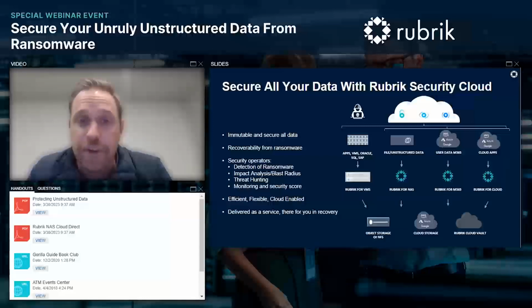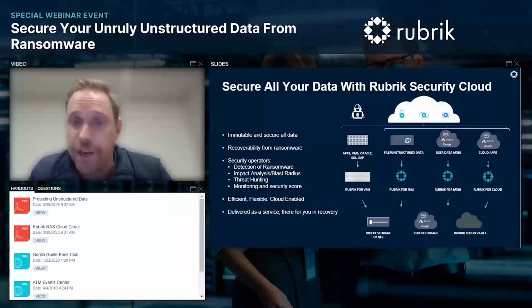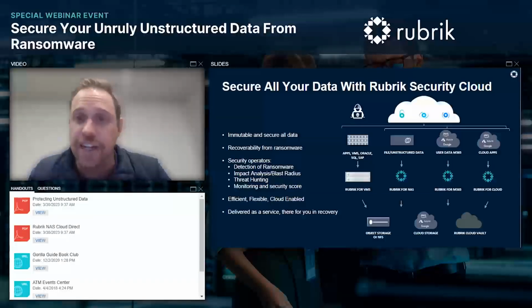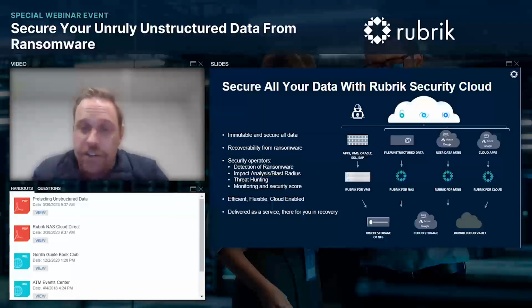Now, when we look at Rubrik as a whole, we are a cyber resiliency, cyber recovery portfolio company. We focus on, yes, backing up is great, but what good is backing up data if you can't recover it? You can't recover the data, and the right data, in the SLAs that you need. What we're talking about today is the unstructured data.